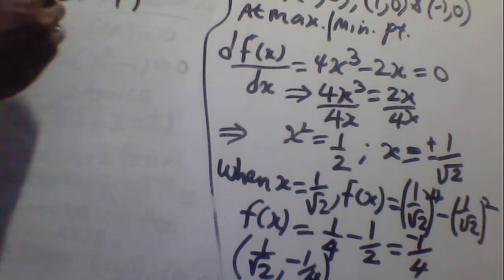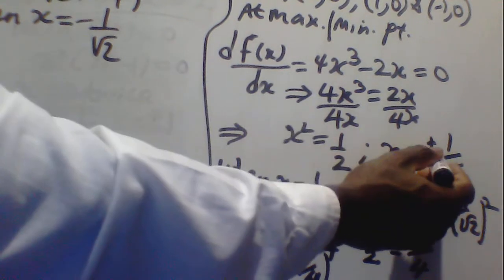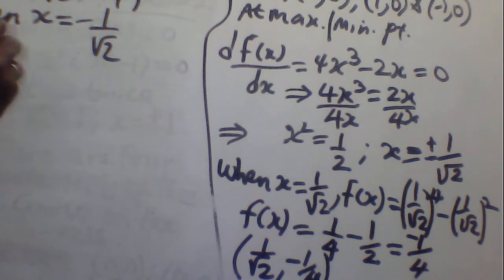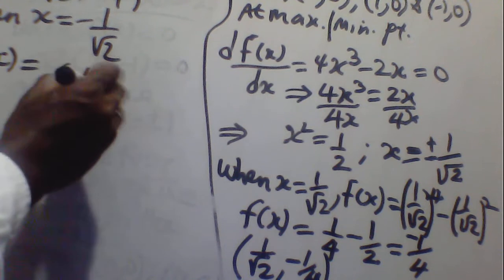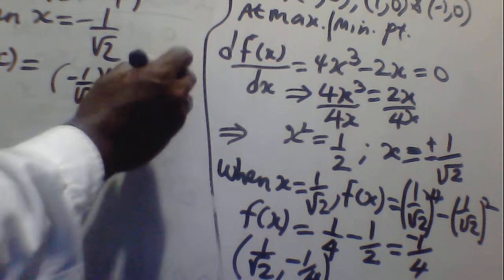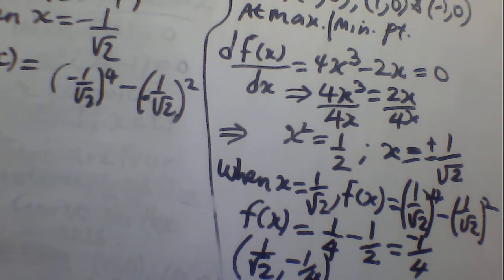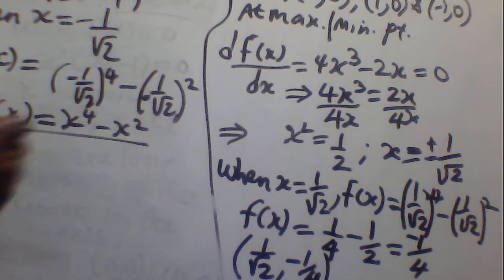So when x is equal to minus 1 over root 2, we have used plus, so the next is to use minus. So when x is minus 1 over root 2, you put the value in the function. f of x is equal to minus 1 over root 2 raised to power 4 minus minus 1 over root 2 raised to power 2. You know the function. The function f of x is given as x raised to power 4 minus x raised to power 2. This is the function, so you substitute this value. So f of x will give us what? This value.